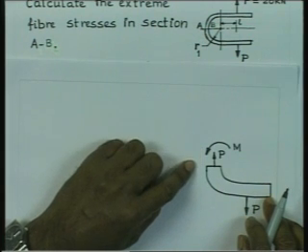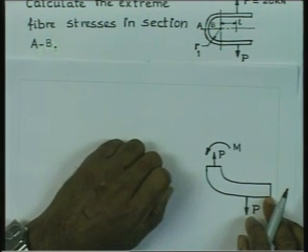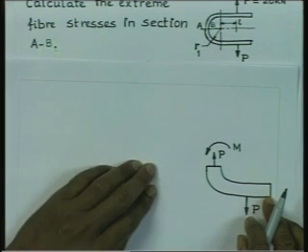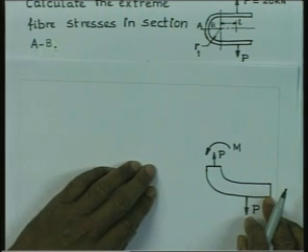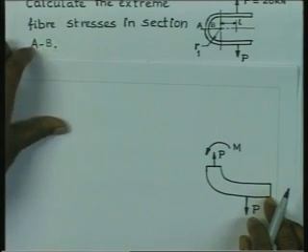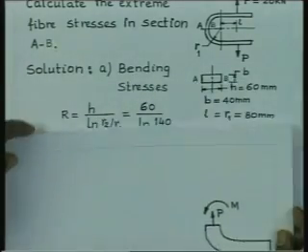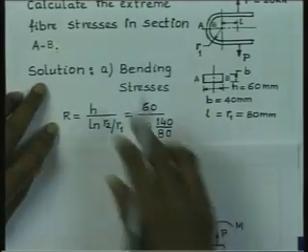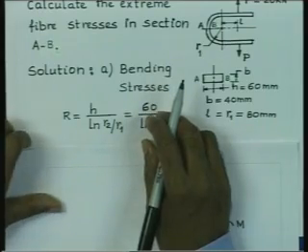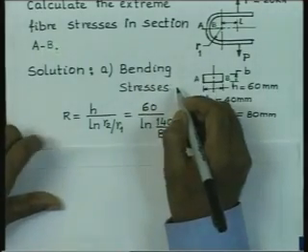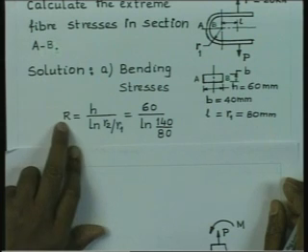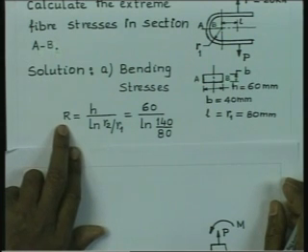So, in order to calculate the stresses, we have to go in two stages. First, we calculate the stresses in the cross section due to the bending moment M, and then we calculate the stresses due to the force P. So, we will go in stages. We will now calculate the bending stresses, or the stresses due to M. In order to do that, we have to calculate the radius of curvature of the neutral axis.